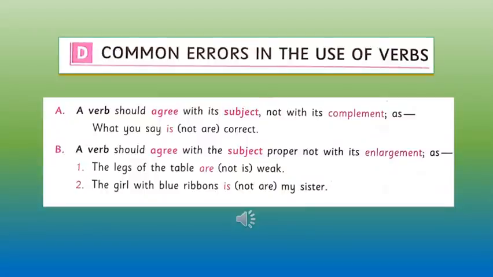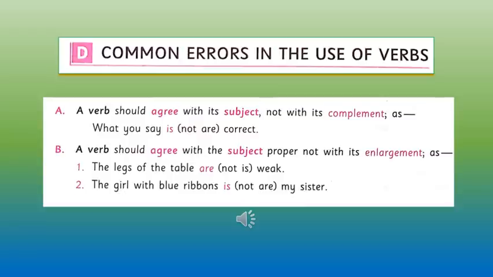Now we are at the main topic of the chapter, common errors in tenses, or common errors in the use of verbs. Usually when we use the different verbs, we may make so many mistakes. Such kinds of mistakes are corrected here. You can see one by one, around 11 points are given here.